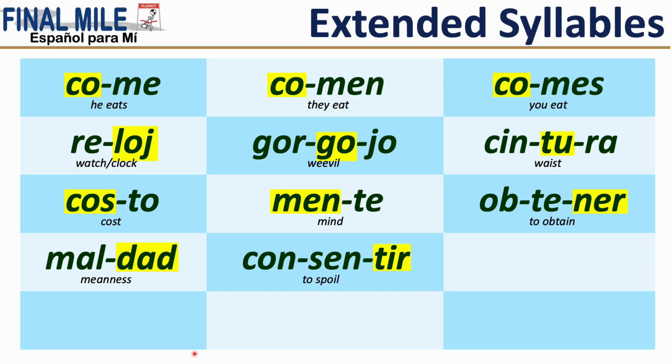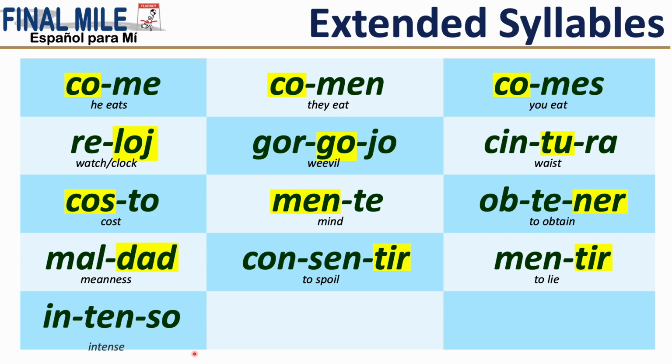Consentir. All three are extended syllables. Co with an N, se with an N, T with an R. Consentir. Mentir. Smile. Intenso. I am hoping that by now you have broken the English habit of saying in. Okay, this is not in, this is in. Intenso. Lugar.